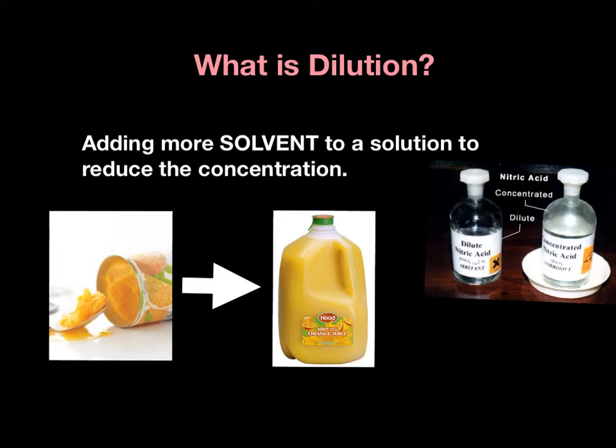In chemistry, we usually have a stock solution, and the stock solution is a high concentration. This is concentrated nitric acid over here, and then we just dilute it down to whatever we need. We do perform some calculations to figure out the concentration we need, and we determine how much water we need to add to that to dilute it down. So we have the concentrated down to the dilute.